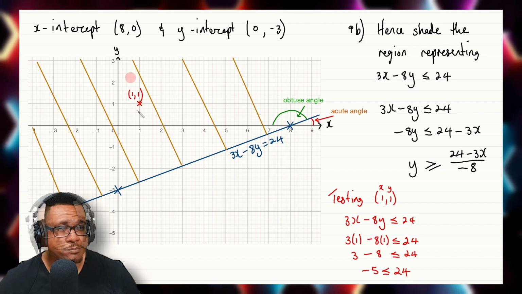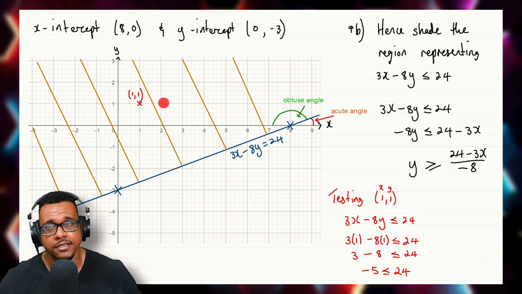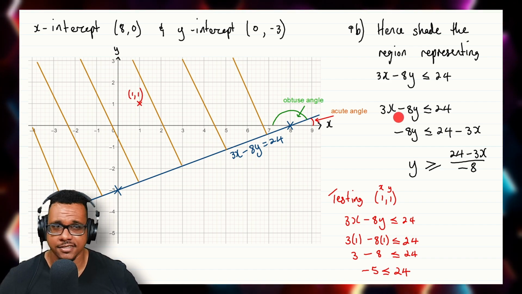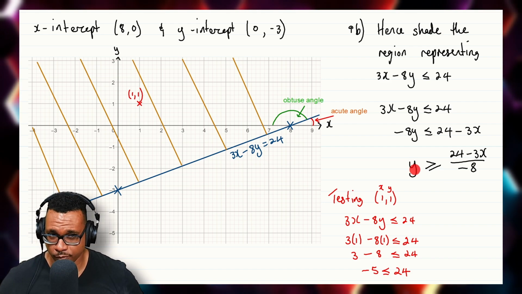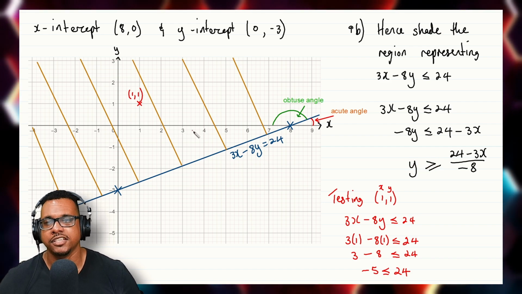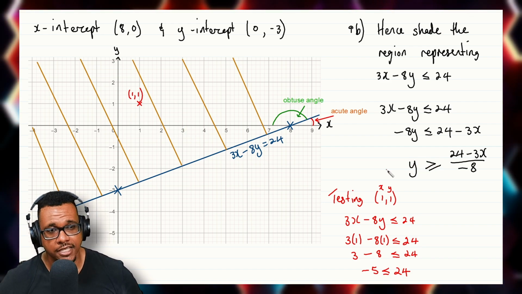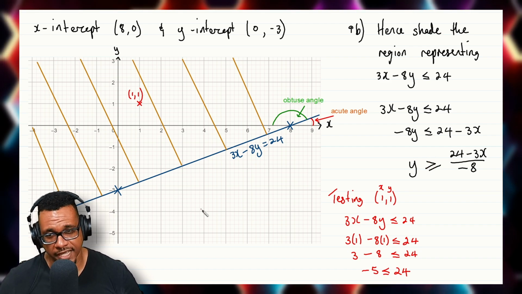So let's choose any point on the side that you have shaded, get the coordinates, and just test it. And you know if you're correct or not. So again, transpose for y, and if it's more than, you shade above the line. If it's less than, you shade below the line.